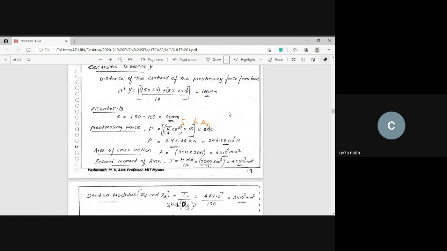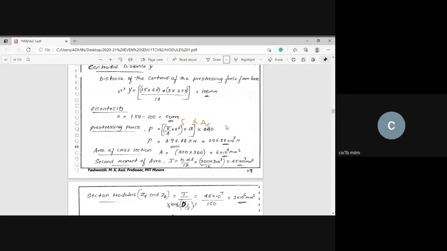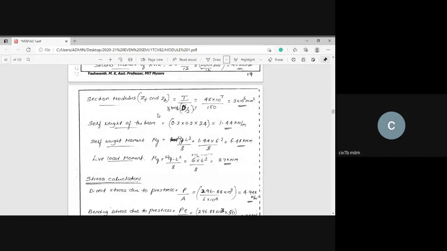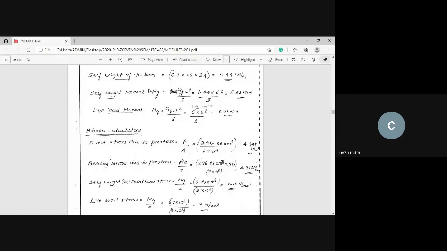So these are all the basic data you need to calculate. This is step number 1: calculating E, calculating P, calculating A, calculating I, calculating Z, WD, WL, MD, ML. These are the basic parameters we need to calculate.